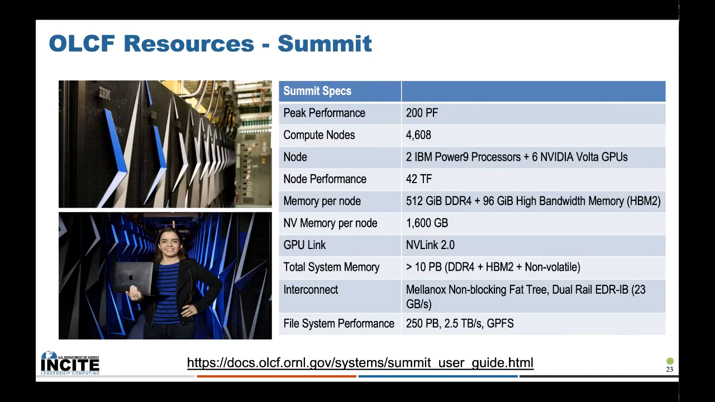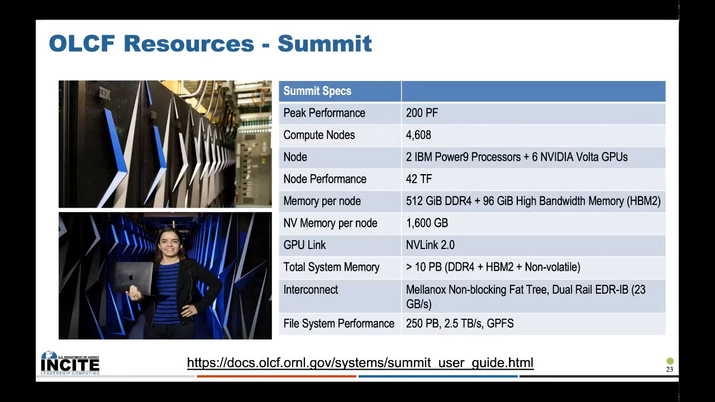And they're also memory rich. We have 512 gigabytes per node plus the 96 extra gigabytes on the GPU side. And additionally, there's a non-volatile memory per node, which amounts to 1.6 terabytes. So the total machine memory is more than 10 petabytes.